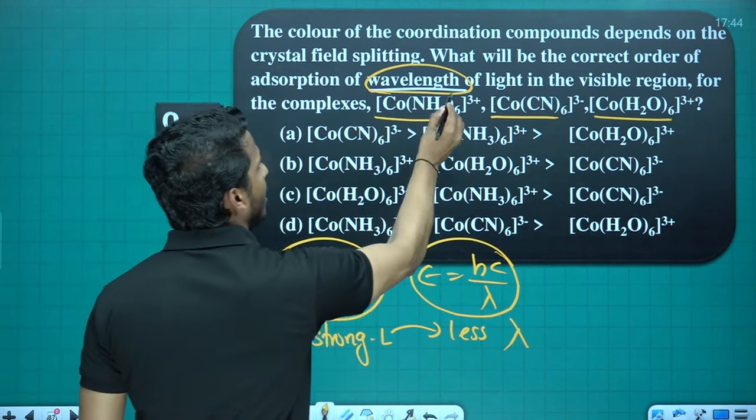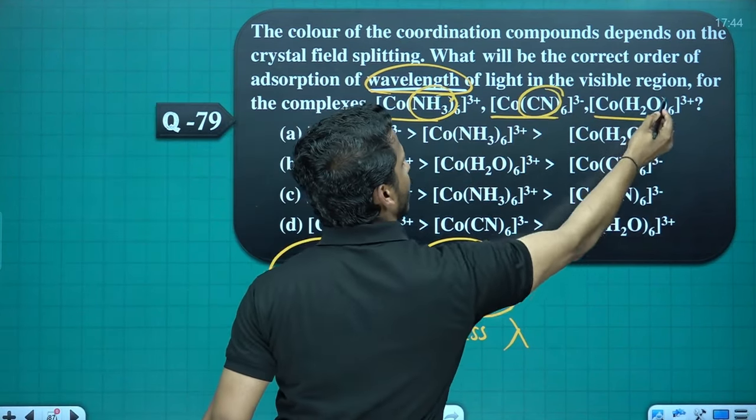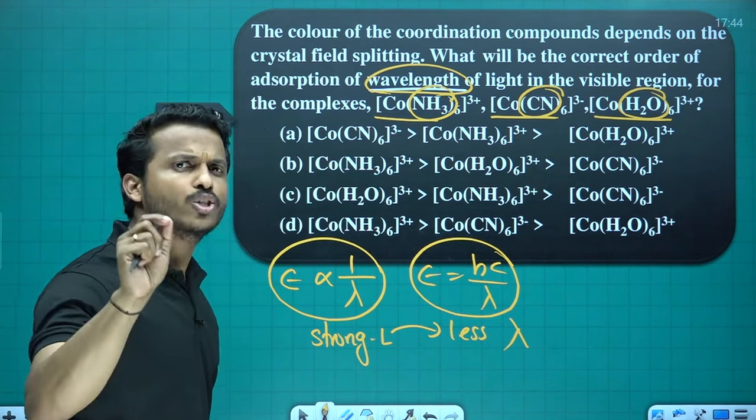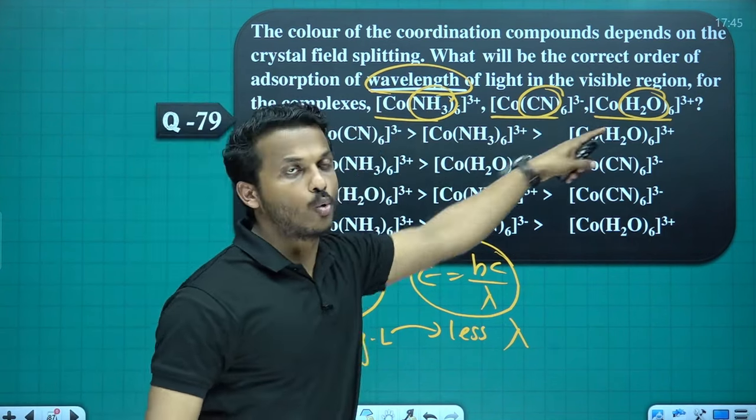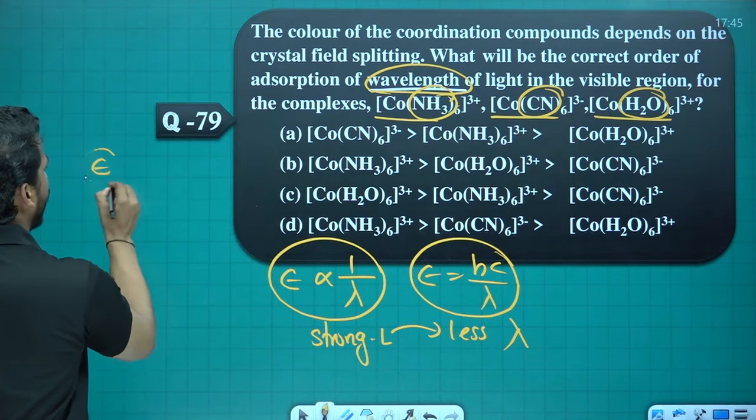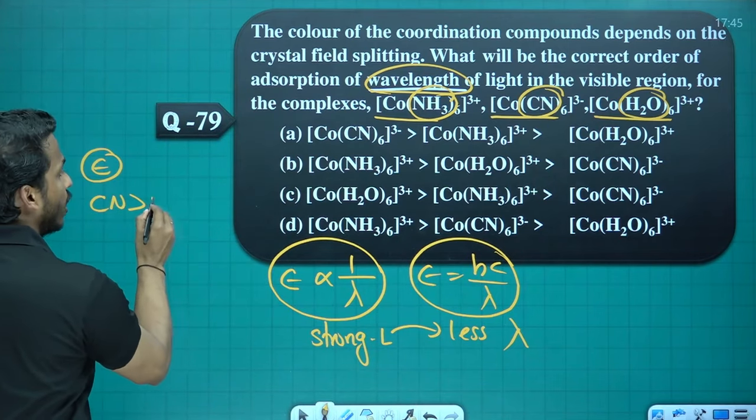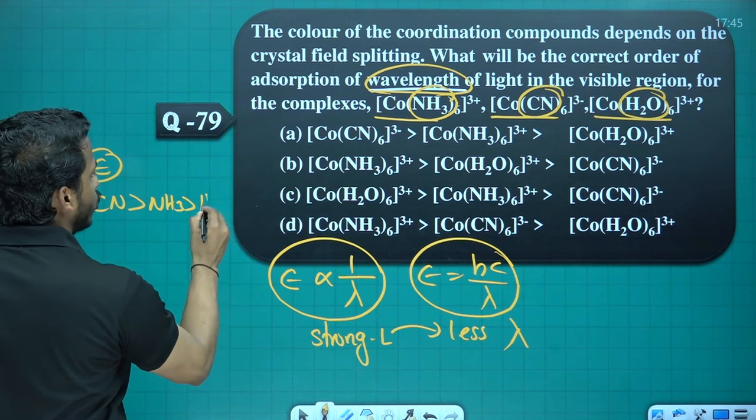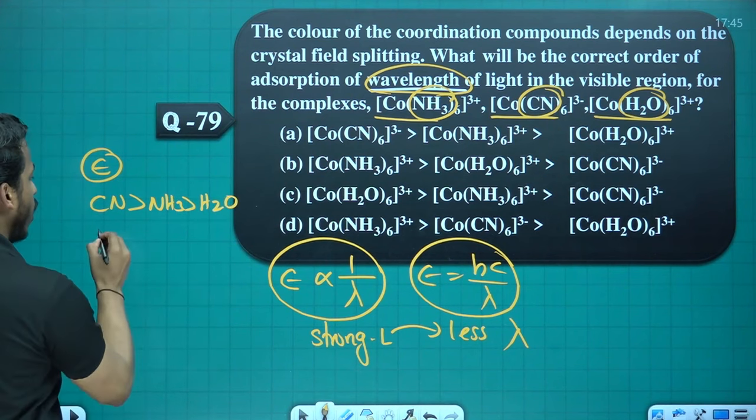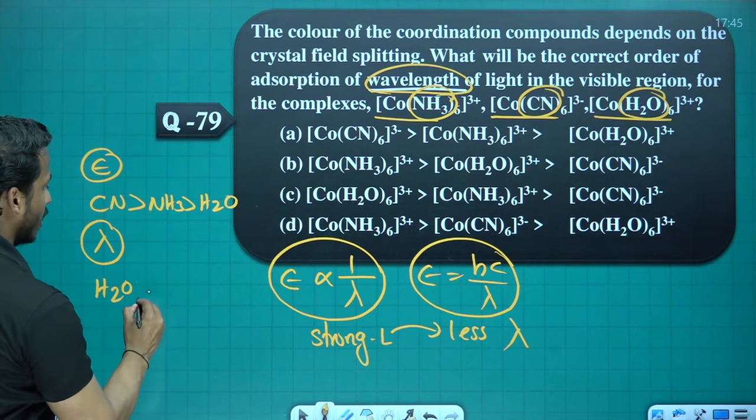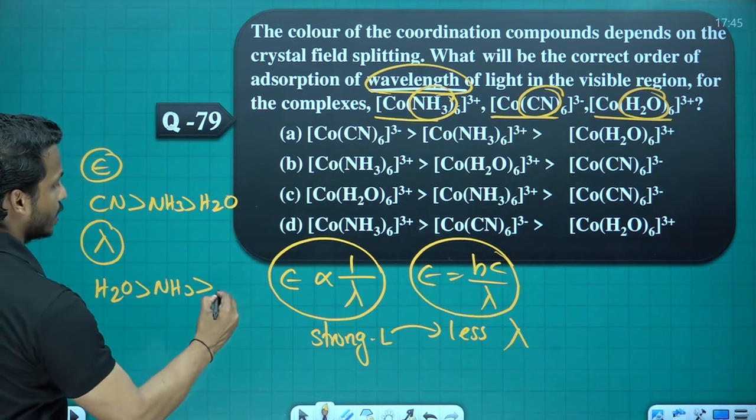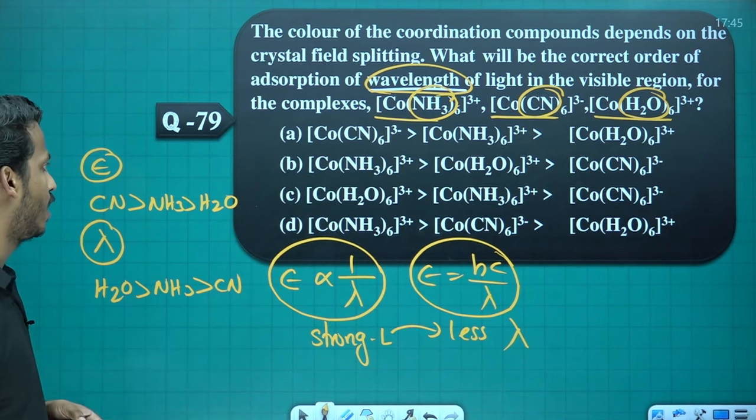Amine is there, cyanido is there, aqua is there. Which is the strongest ligand? Cyanide, then amine, then aqua. So in energy order, cyanide is strong, then amine, then H2O is a weak ligand. So for wavelength, it is the opposite order: aqua comes first, then amine, then only CN comes. So where is this, my dear?